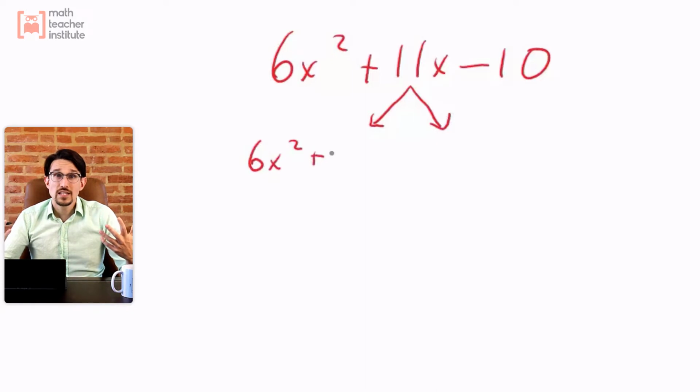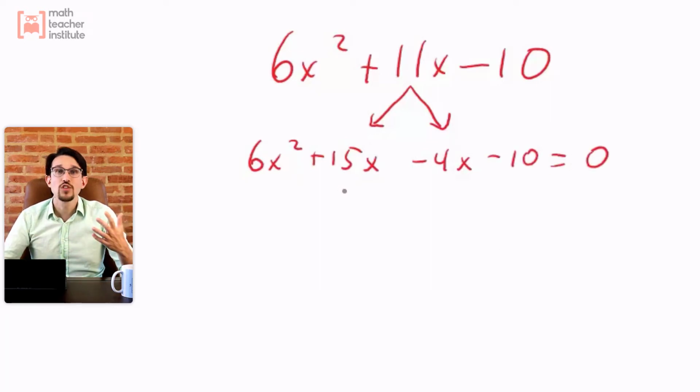So here we have 6x squared plus 15x minus 4x minus 10. Whether you put the 15x first or the minus 4x first, either way, you're still going to come out with the right answer. Doesn't really matter. And now we're going to factor by grouping. So if you are teaching this to students who really struggle with factoring, you may want to do a quick review on factor by grouping. But these are really, really easy factor by grouping problems, so it shouldn't be too much of a challenge for them.